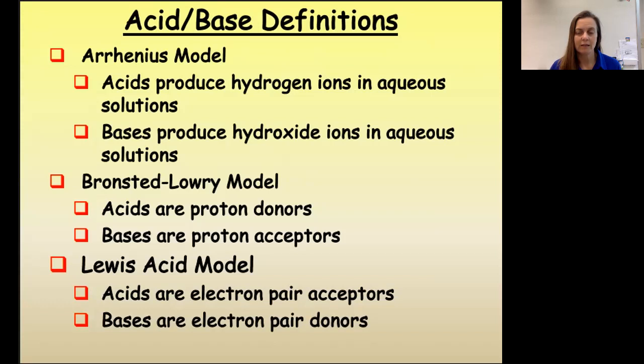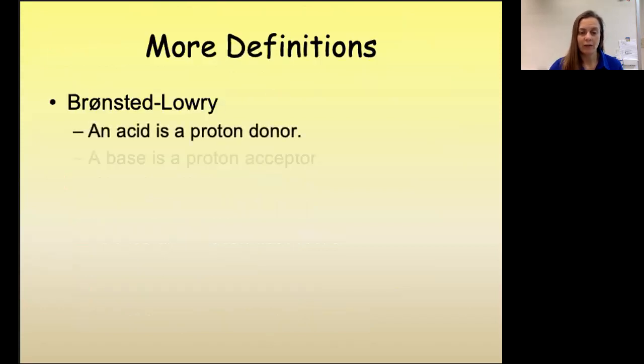And so this is where the Lewis acid model broadens things out a little bit, in that we can have electron pair acceptors and electron pair donors, and we don't necessarily have to have hydrogen ions to define something as an acid or a base. And so we very often use the Lewis acid model with things like transition metal complexes, where we have acid behavior without having hydrogen ions. So as I said, the one that we're going to use most often is the Brønsted-Lowry model, and that's where we say that an acid is a proton donor and a base is a proton acceptor.